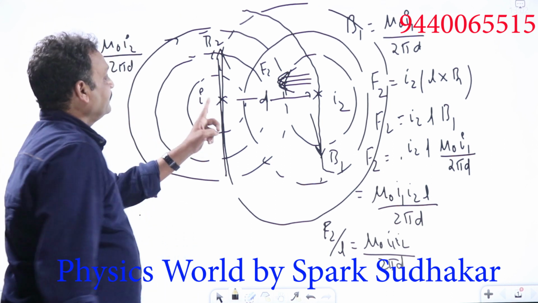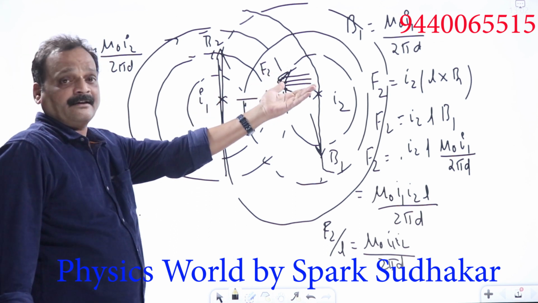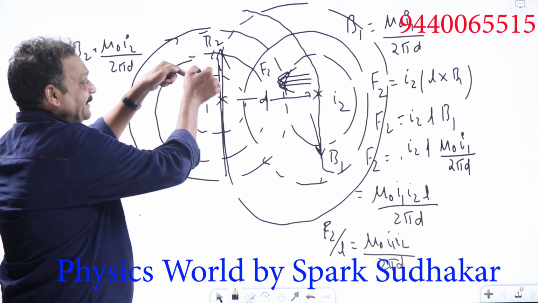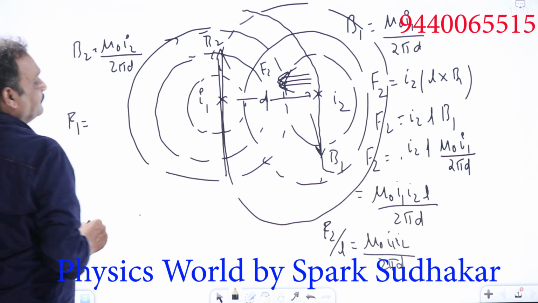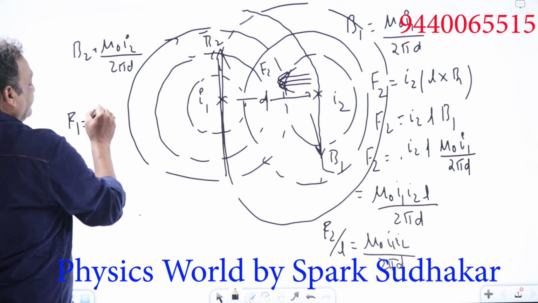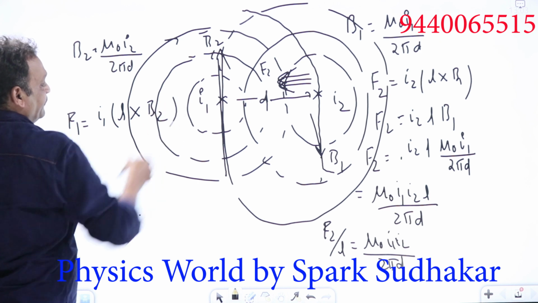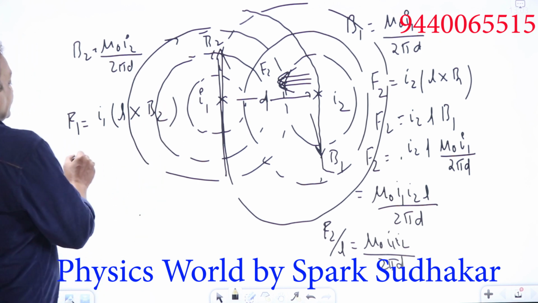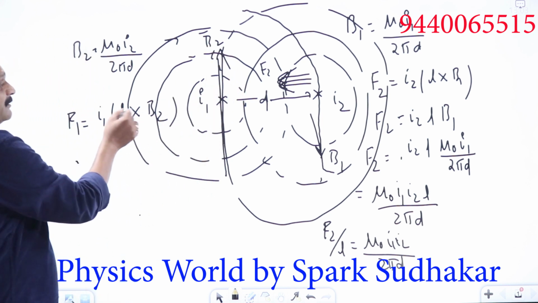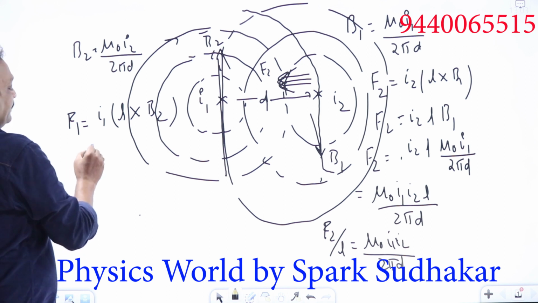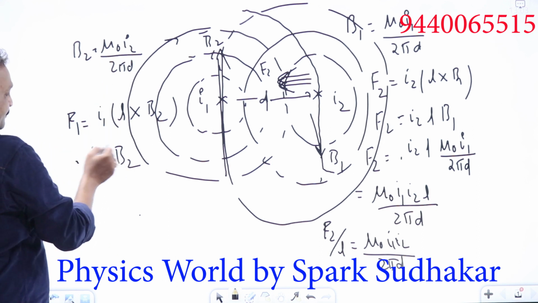This B2 is now acting on the first wire, which is also carrying a current I1. So the same formula, I L cross B, comes into the picture, because that is the force acting on the first wire. I'll call it F1. Force on the first wire is I1 into L cross B2. L and B2 are perpendicular, so it is simply I1 L B2.